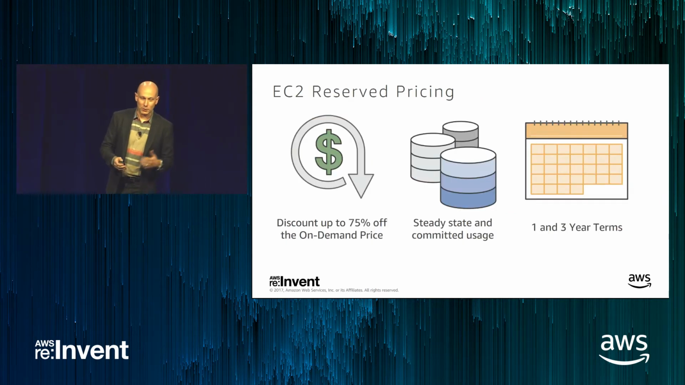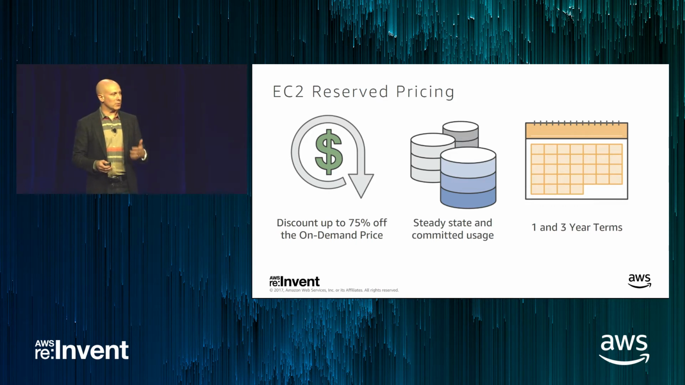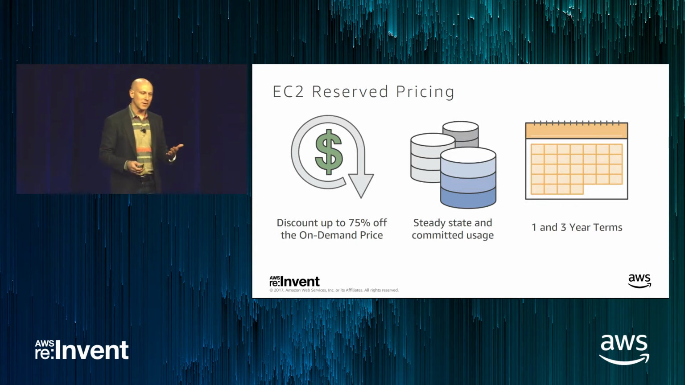Then we have reserved pricing. Reserved pricing is really powerful, especially around the discount. This gives you the ability to save up to 75% off the on-demand price. It's perfect for your steady state and your committed usage. Those instances that are on 24/7, your databases, your back-end servers, SAP, CRM, Exchange. We have 1- and 3-year terms. Reserved instances are a super powerful way to save money.